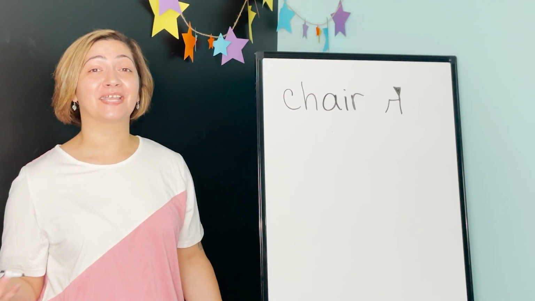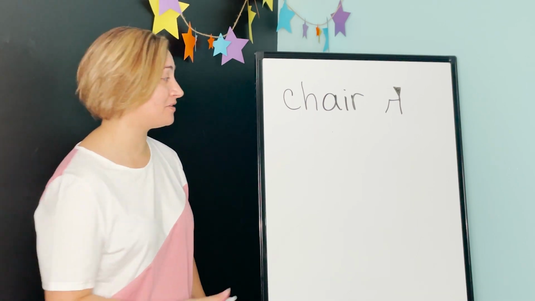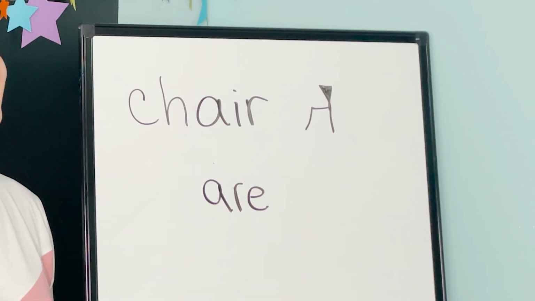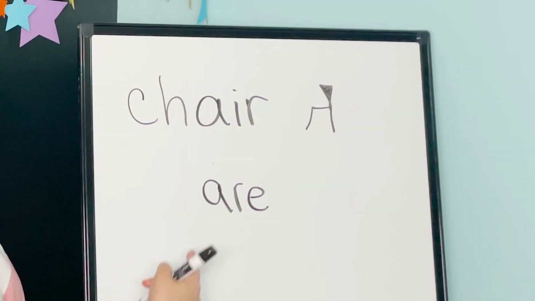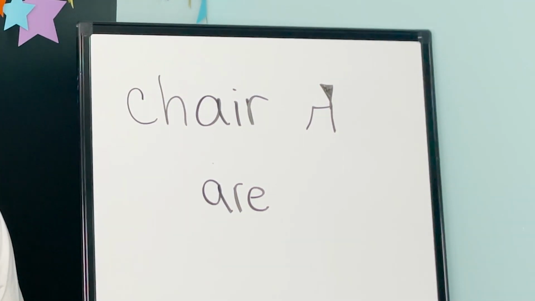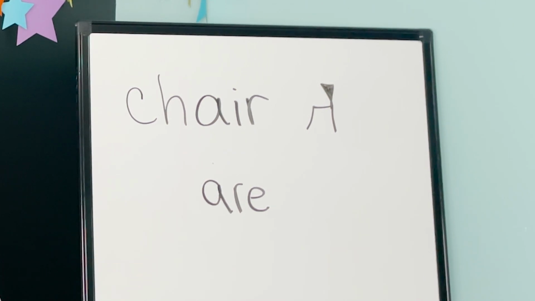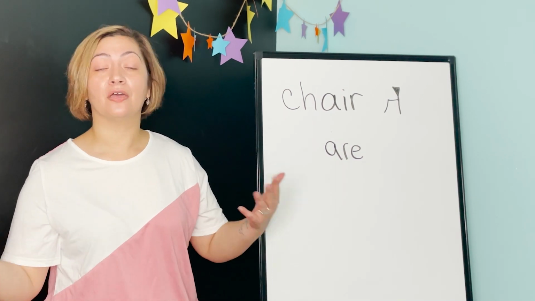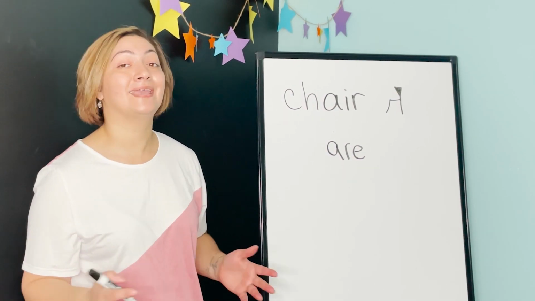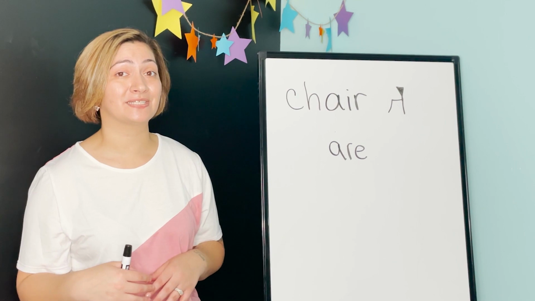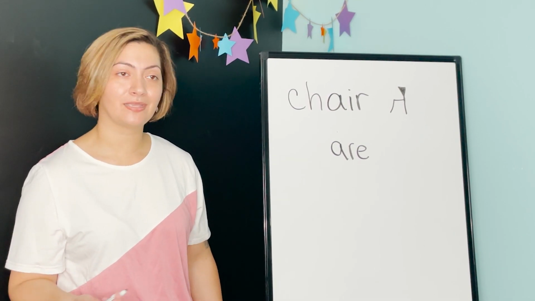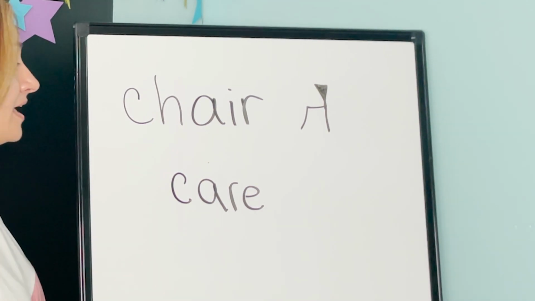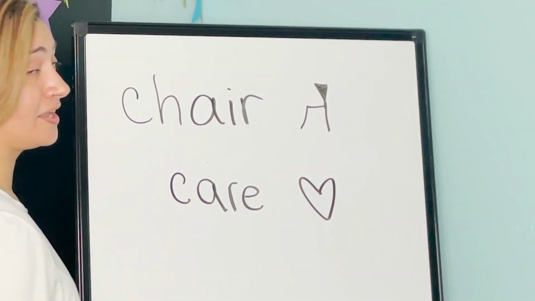Another group of letters that come together to represent the air sound are the letters A, R, E. Little tricky here because A-R-E actually can make a word all by itself. What word? Are. But inside of bigger words, A-R-E can come together to represent the sound air, like in the word care, like I really care about you.